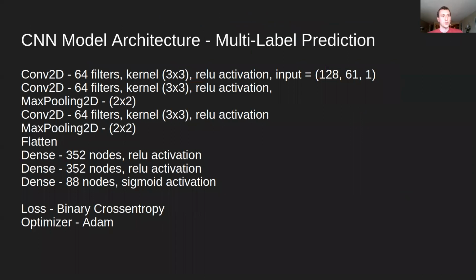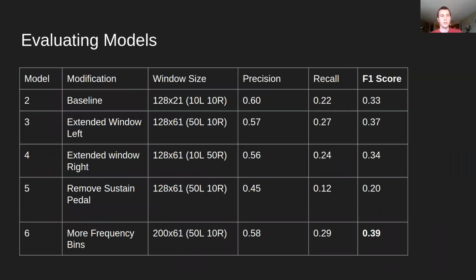So to build my model, it's a mixture of convolutional layers and max pooling layers, eventually being flattened out to a final 88 nodes. Those 88 nodes correspond to the 88 notes on a piano. And here we're using binary cross entropy with a final sigmoid activation layer, and that's how you can do multi-label prediction with neural networks.